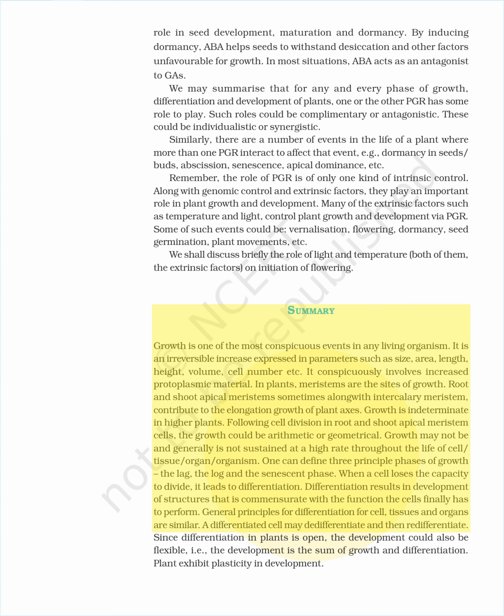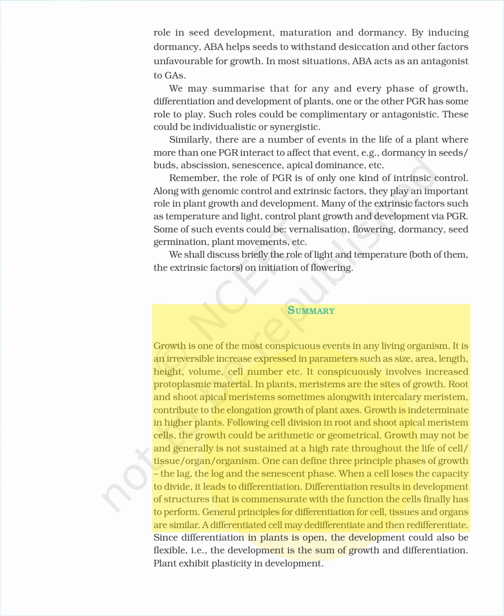Following cell division in root and shoot apical meristem cells, the growth could be arithmetic or geometrical. Growth may not be, and generally is not, sustained at a high rate throughout the life of a cell/tissue/organ/organism. One can define three principal phases of growth: the lag, the log, and the senescent phase. When a cell loses the capacity to divide, it leads to differentiation. Differentiation results in development of structures that are commensurate with the function the cell finally has to perform. General principles for differentiation of cells, tissues, and organs are similar.